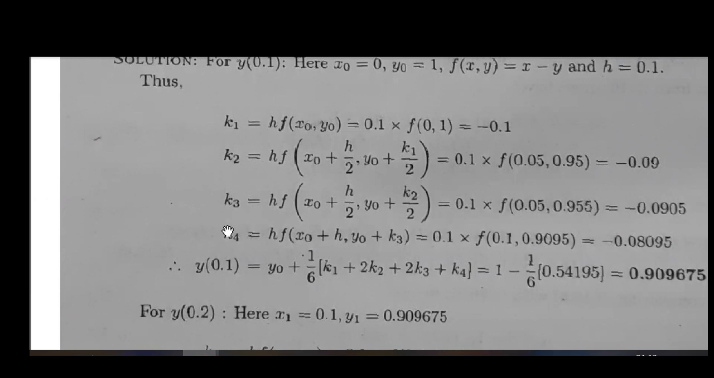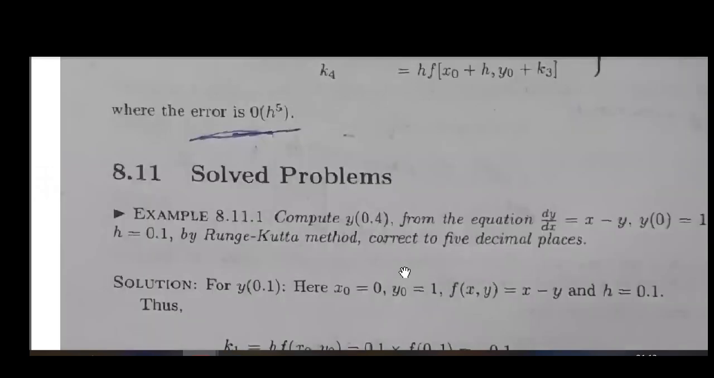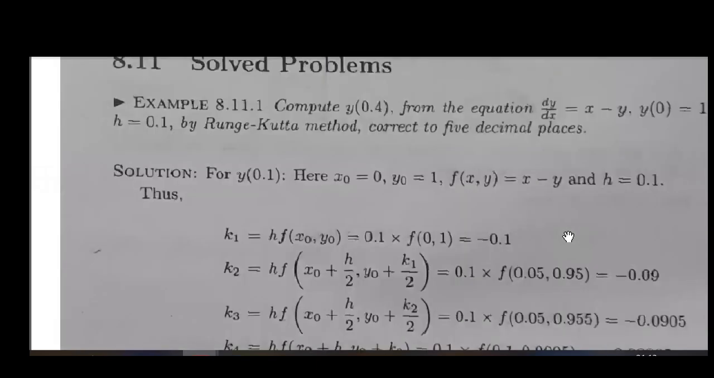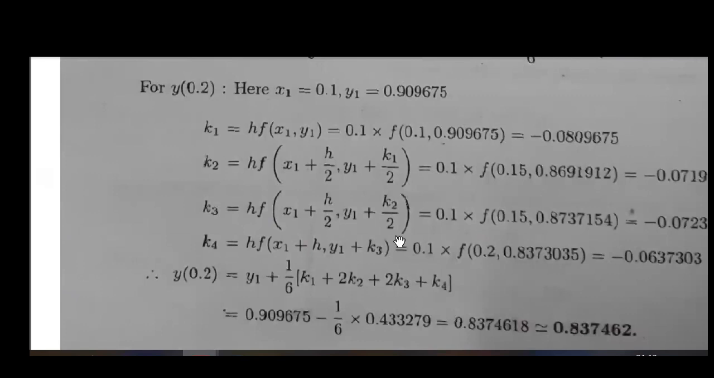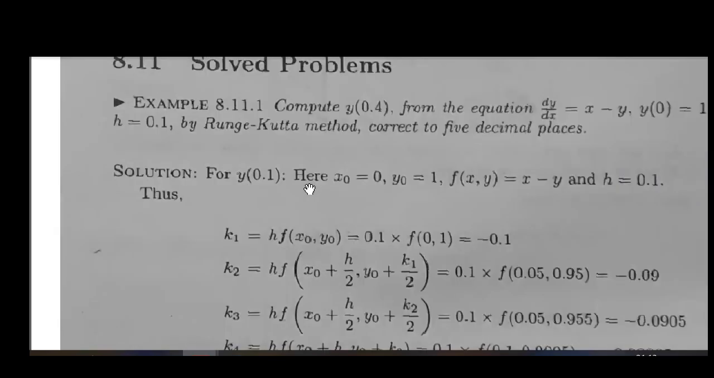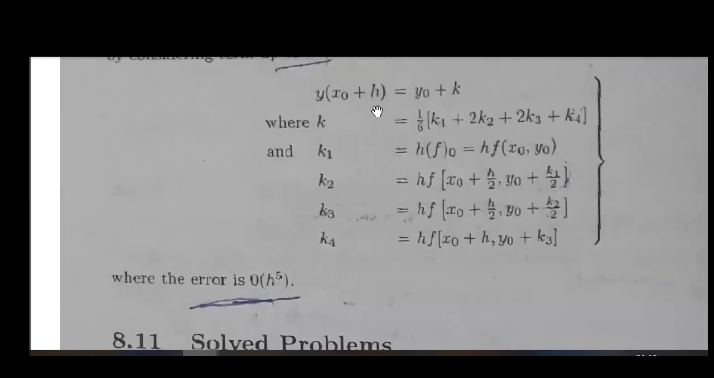Once you find all these constants, you just add them up according to the formula: 1 by 6 times K1 plus 2K2 plus 2K3 plus K4. So you simply get y at the point 0.1. As soon as you get 0.1, now you have to approach 0.2. For 0.2, I have to use whatever you have got for 0.1. So that's why I said, if I want to find 0.4, I have to find 0.3, 0.2, 0.1, because without finding those, I cannot find it via this method.